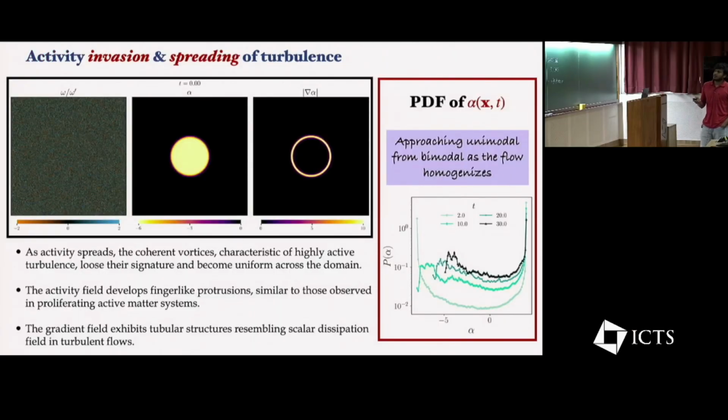Now here is some numerical simulation. Initially you initialize the system with a high activity at the center and a quiescent region outside.